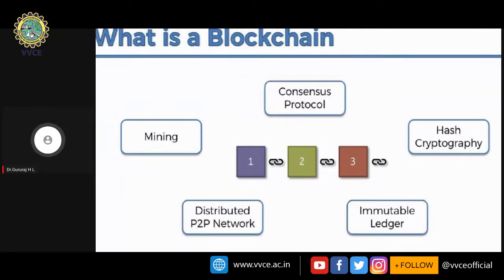Okay, and mainly this blockchain possesses five important principles. They are commonly known as consensus protocol, hash cryptography, immutable ledger, distributed peer-to-peer network, and mining. We'll see them one by one in greater detail so that you can understand how exactly blockchain works, and in the meanwhile I can give pretty good examples so that you can understand how they work. Consensus protocol, sorry, hashing. I'll go with hash cryptography first.